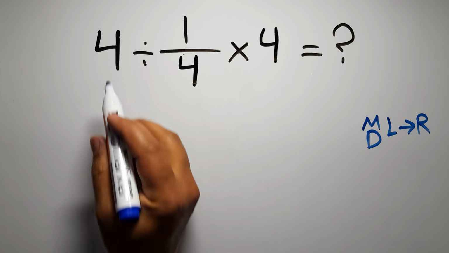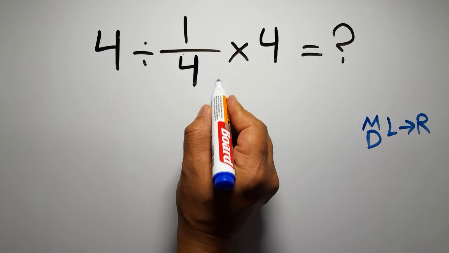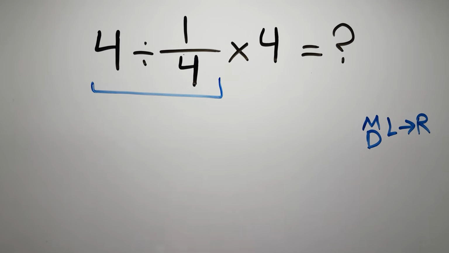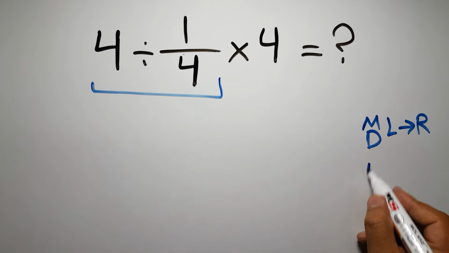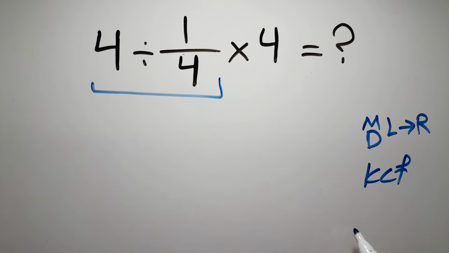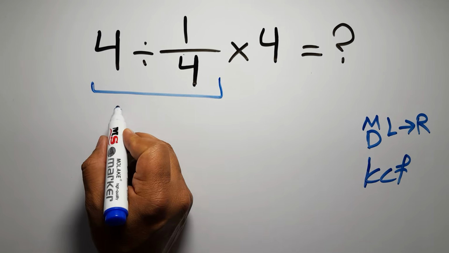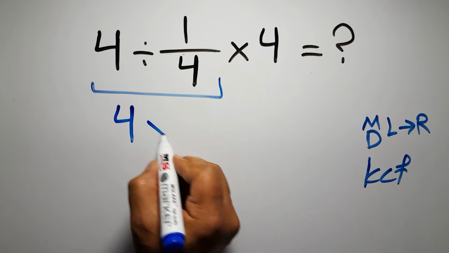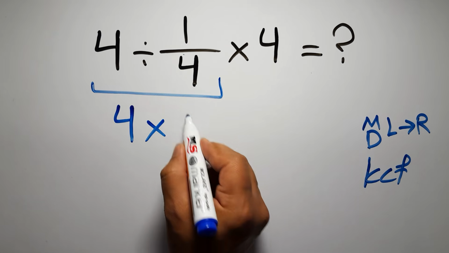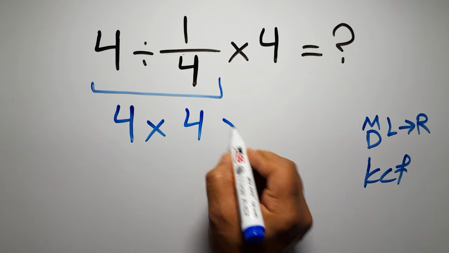So first this division, 4 divided by 1 over 4. According to the KCF rule, K stands for keep, C stands for change, and F stands for flip. We can write keep the first fraction, change division to multiplication, and flip the second fraction. Then times 4.